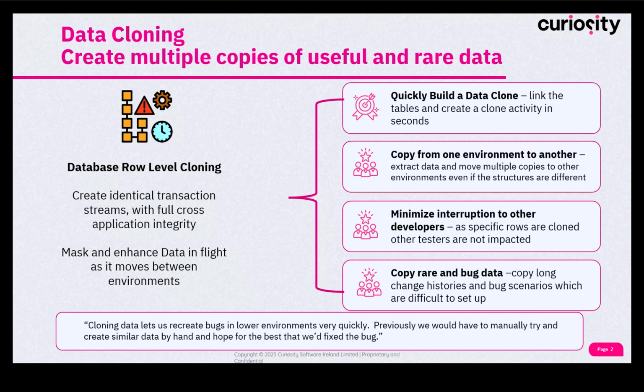The real point of this is you can copy rare data. So for example, you might have a long chain history there's only one or two examples of, and you need 10 or 20 copies of it. And also the ability to copy data that is causing a problem, or bug data, so you can recreate the bug in lower development environments.